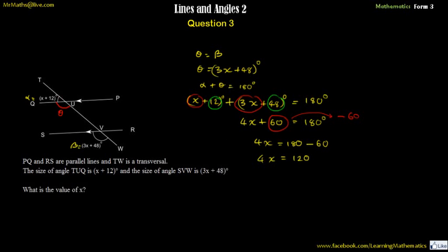Then we divide both sides by 4, so that both sides of the equation are balanced. On the left, only x is left, while 120 divided by 4 is equal to 30. That's the answer that we're looking for. I hope you get the same answer. Let's move on to the next question.